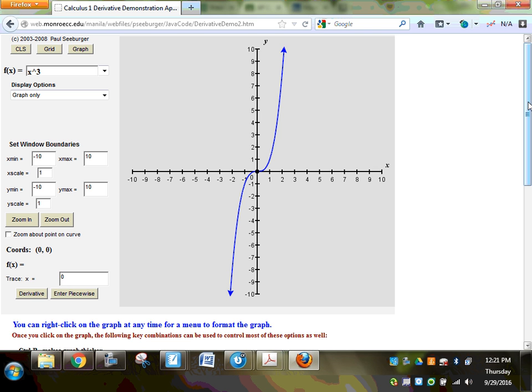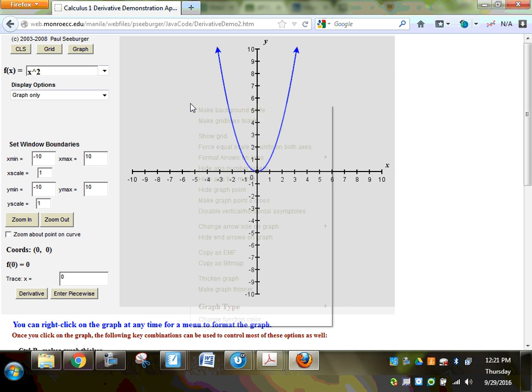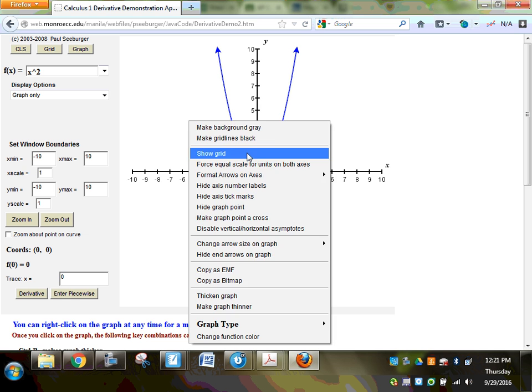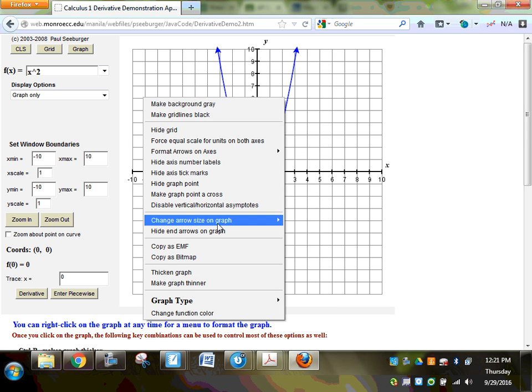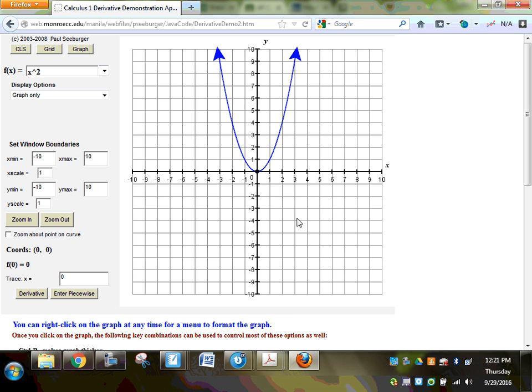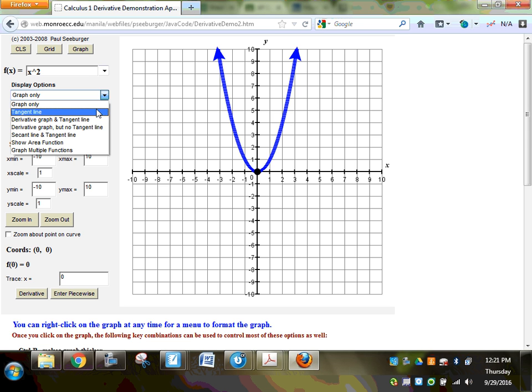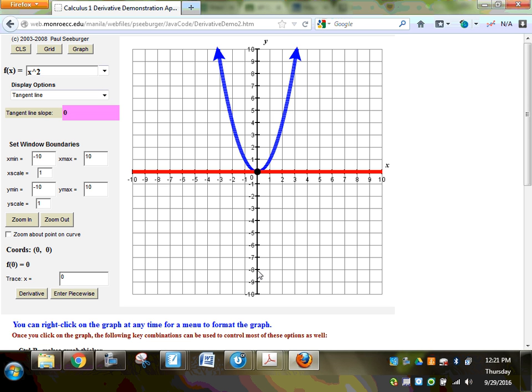There's tons of stuff that you can do, and he does this for any function. So I think ours to begin with was y equals x squared, right? We can make the background white, show the grid lines. You can right-click to make all of these things happen. I'll try to make my graph a little bit thicker. Control B, there we go. Now, this is showing display only, but you can also show the tangent line, which is here.